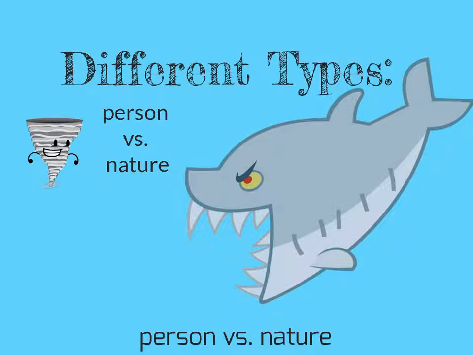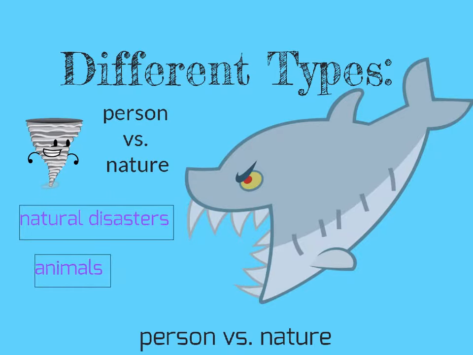Another type of conflict that we have is person versus nature. So in my pictures here, I have a little tornado guy and a shark. In person versus nature conflicts, I have different natural disasters that might cause problems for my characters. A tornado might tear down my house or cause some damage, or I could have different animals that are trying to kill me, attack me.